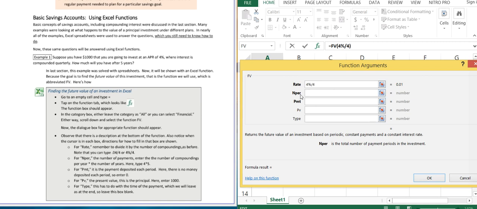Let's continue. N per. Well, what is that? It's the total number of payment periods in the investment. Oh, okay. So when we think about this one, we have, what are we doing? We're doing 5 years, but how many times are we going to be getting paid? We're going to be getting our interest paid to us 4 times in each of those years. So obviously 4 times 5 is 20. That's the exact thing that we had to think about when we extended our spreadsheet.